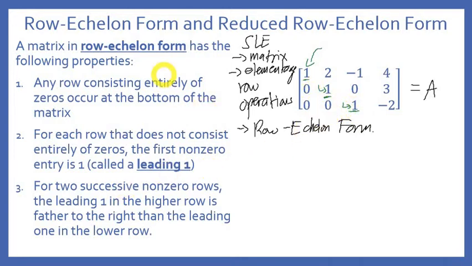And finally, 3. For two successive non-zero rows, the leading one in the higher row is farther to the left than the leading one in the lower row. So this is the leading one in the second row, and the leading one in the first should be farther to the left so that it will be row-echelon form. And similarly, the leading one of the second row should be farther to the left of the leading one of the third row. So now that we have checked all of these, we can say that this matrix A is in row-echelon form.